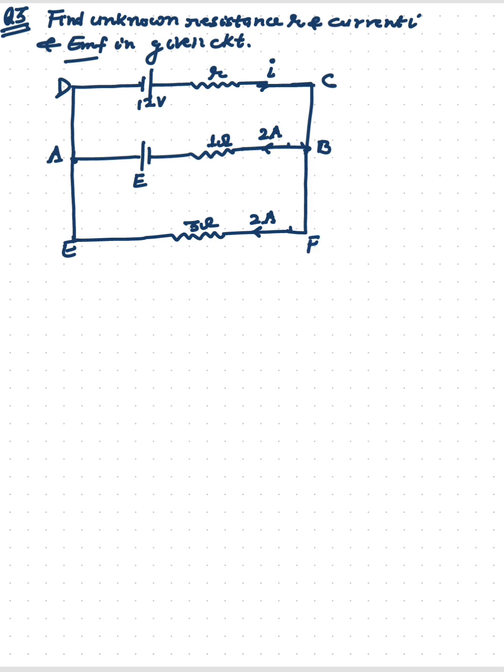Okay, one 12-volt battery is connected and another battery E, but we have to find its EMF. And this is the unknown resistance small r, and in this resistance current I is flowing. We have to find the value of I, and 2 ampere current is flowing in the 1 ohm resistance and 2 ampere current is flowing in the 3 ohm resistance. Okay, so this is very simple.